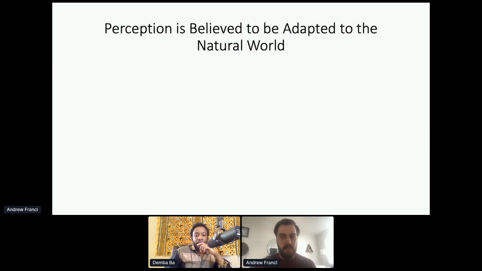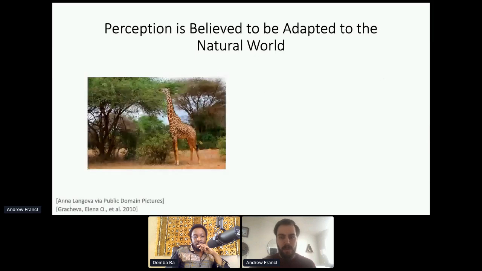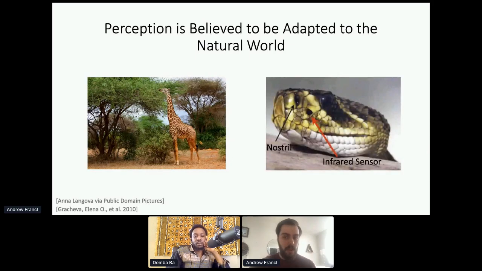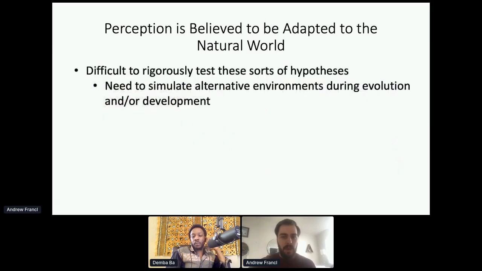So many aspects of perception are believed to be adapted to the natural world. For example, in much the same way a scientist may suggest that giraffes evolved longer necks because it's helpful for reaching leaves in higher trees, similarly, pit vipers may have evolved the ability to perceive infrared radiation because it is beneficial when hunting small, warm-blooded mammals. Both of these sorts of theories are intuitively satisfying and fit well with the evidence we have immediately on hand. But these sorts of theories are often incredibly difficult to test.